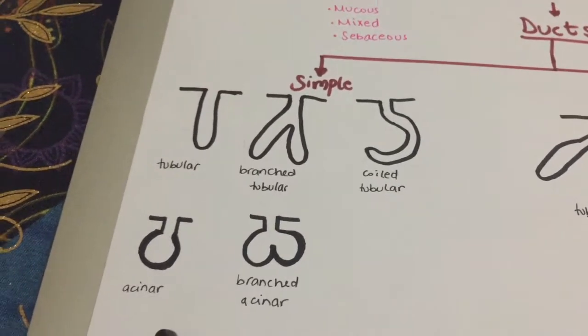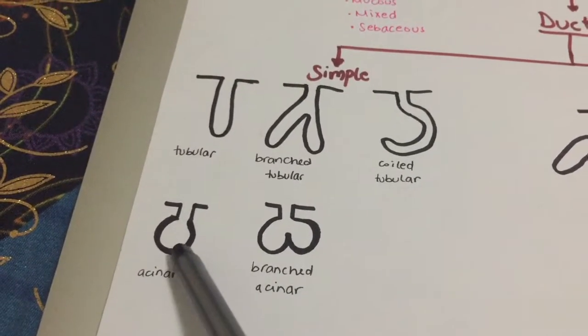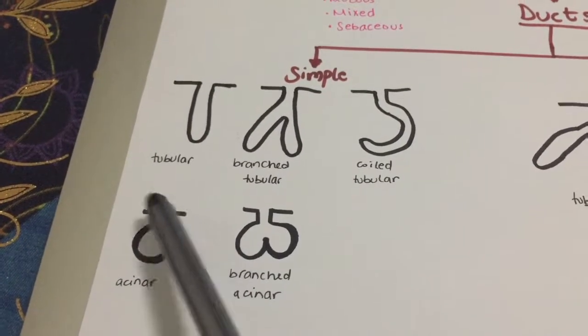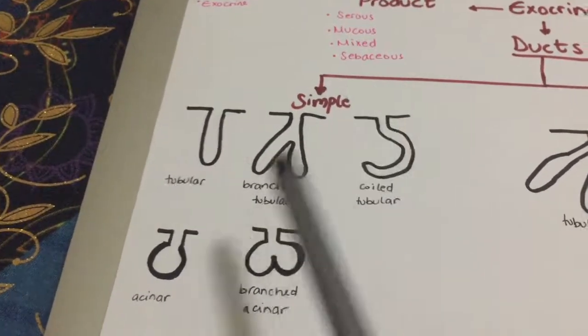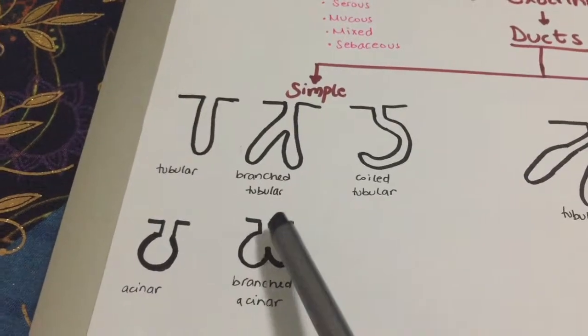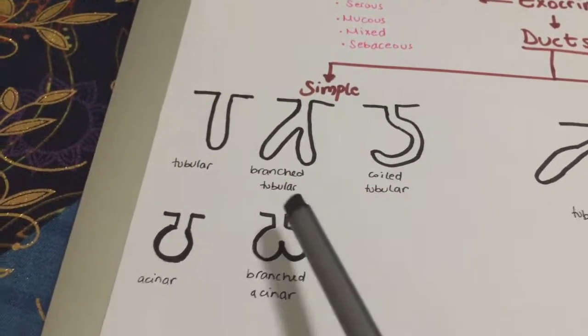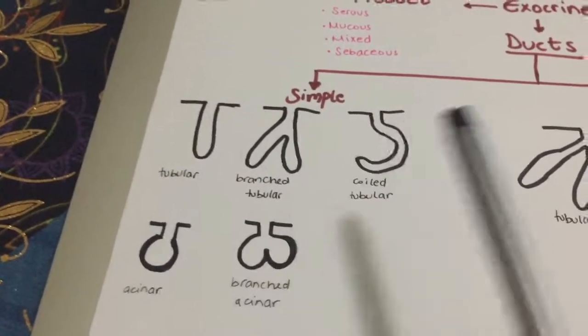We've got acinar, and so basically it's an acinar shape, and it's simple, one duct. Simple branched acinar, there's a simple one duct with branched cells, branched acini, and not a branched duct.